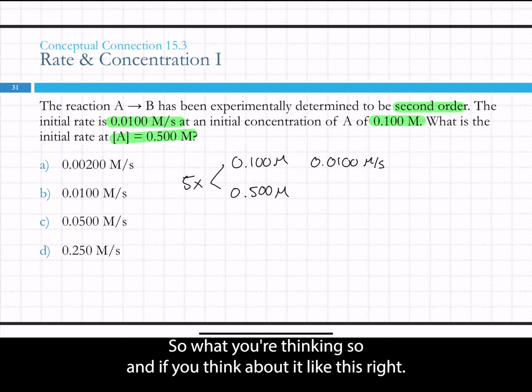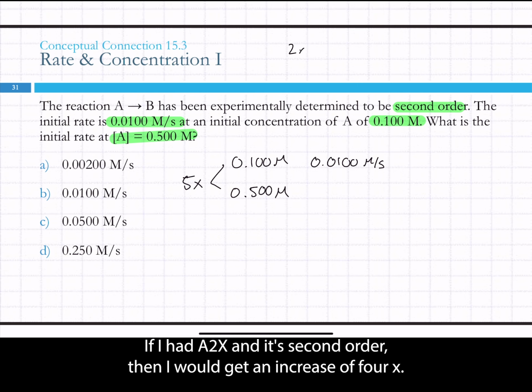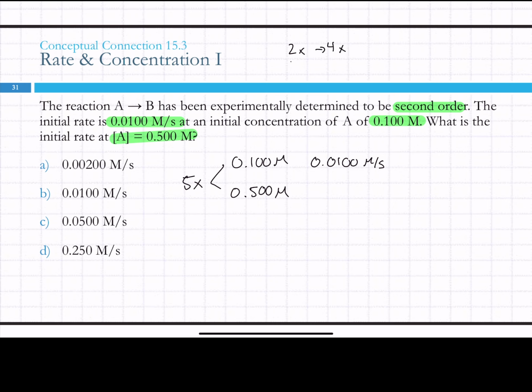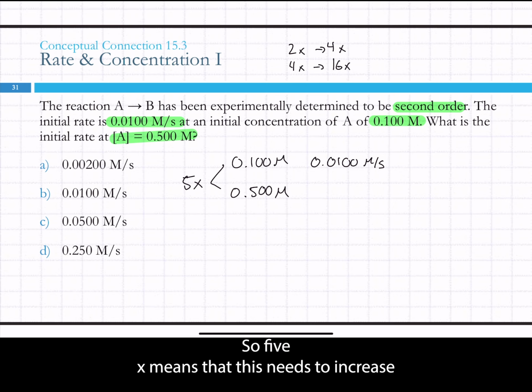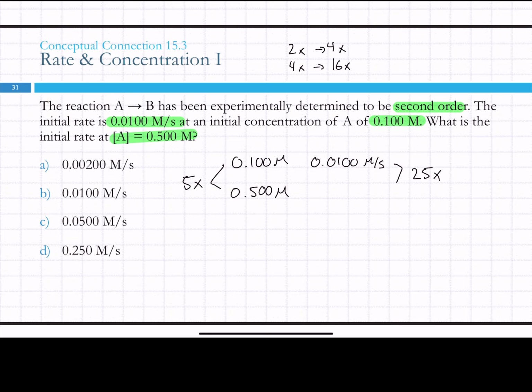So, if you think about it like this, right? If I had a 2x and it's second order, then I would get an increase of 4x. If it was 4x, I would get an increase of 16x. It increases by the square. So 5x means that this needs to increase by 25 times, 5 squared. And that ends up being 0.250 molar per second.